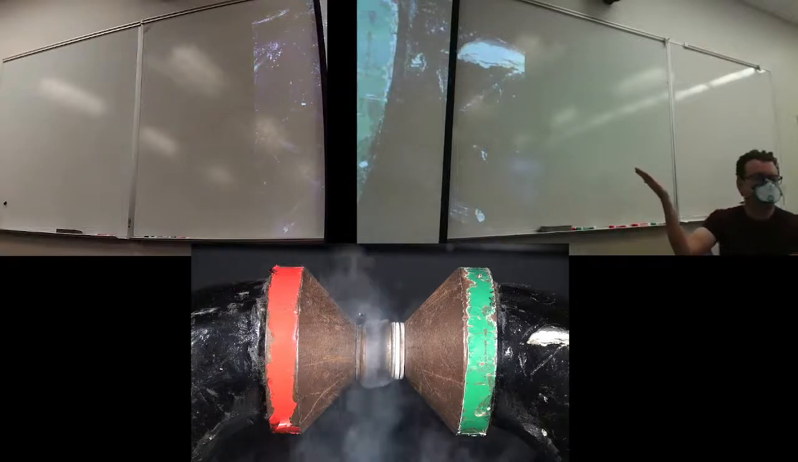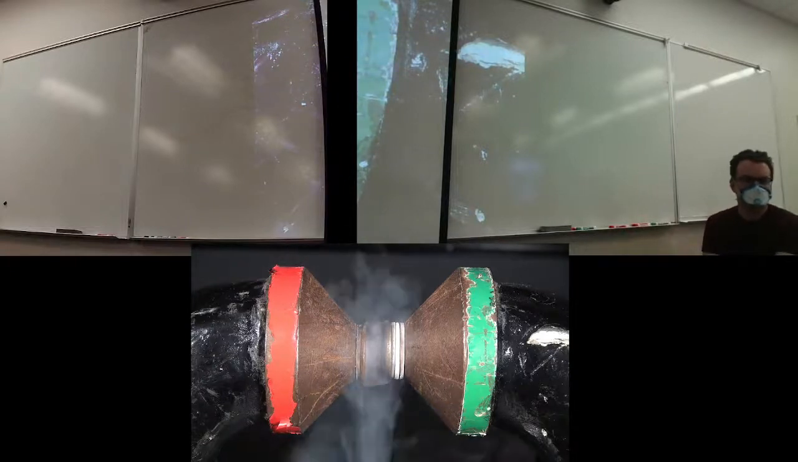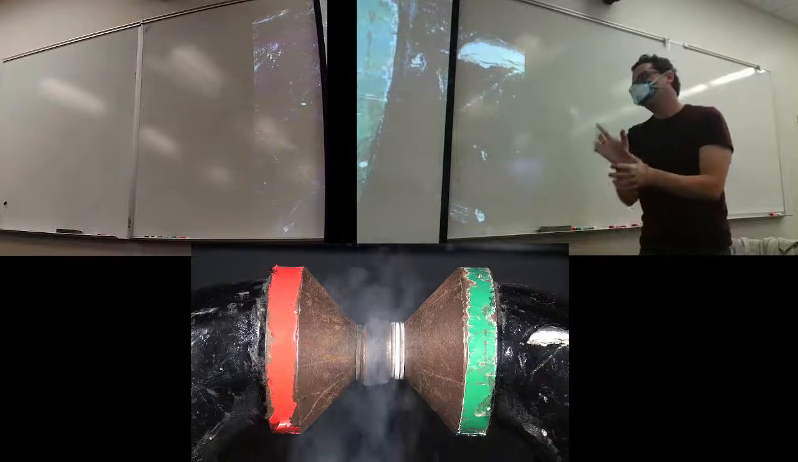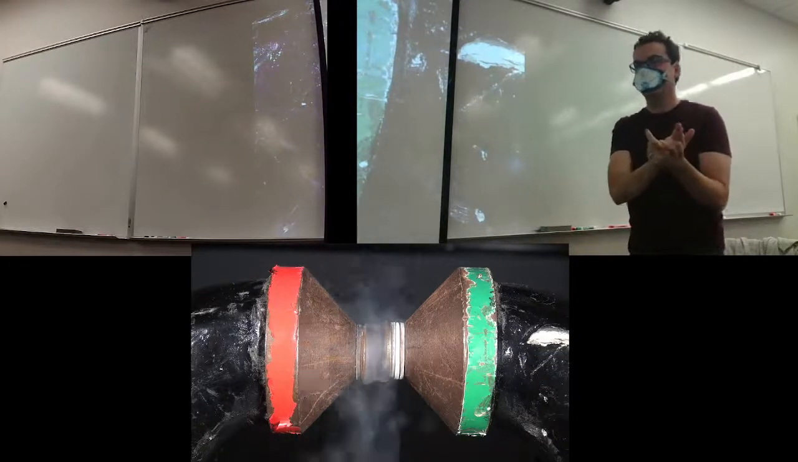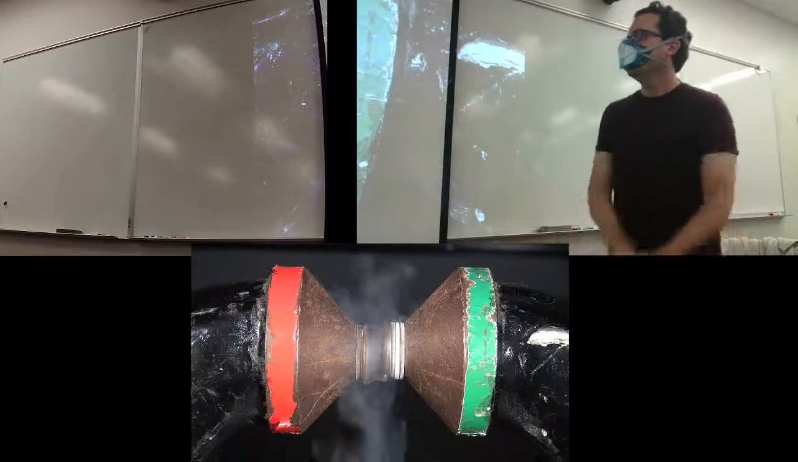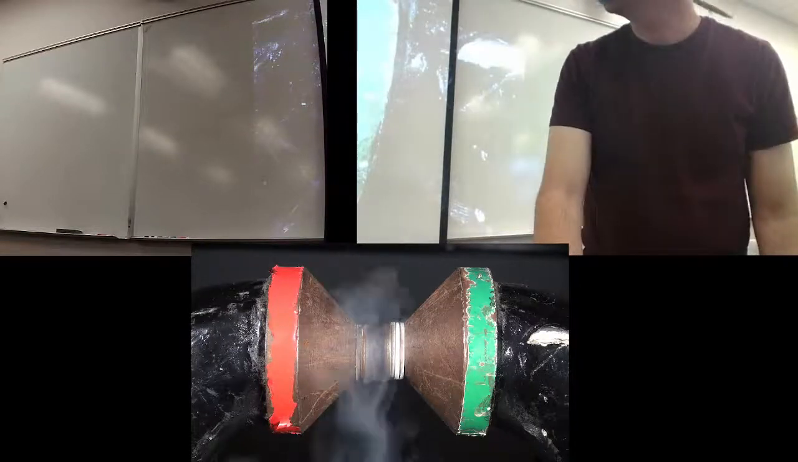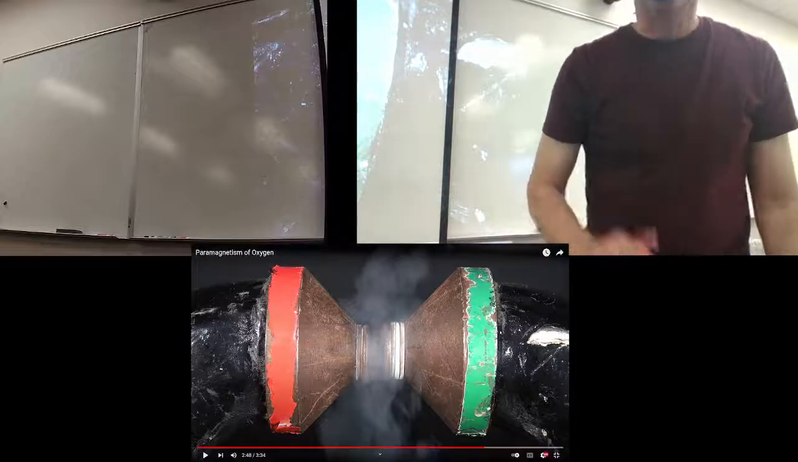So what do we call substances that are attracted to a magnetic field? Polar? Yes, to an electric field. To a magnetic field, it's paramagnetic, right? That's the word we use.